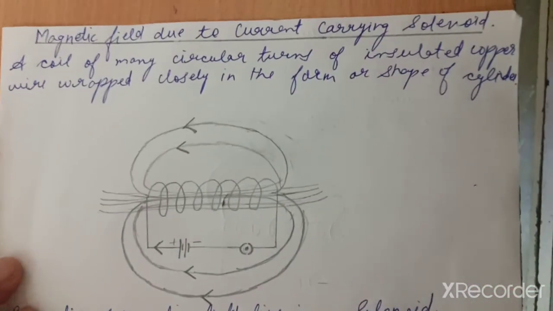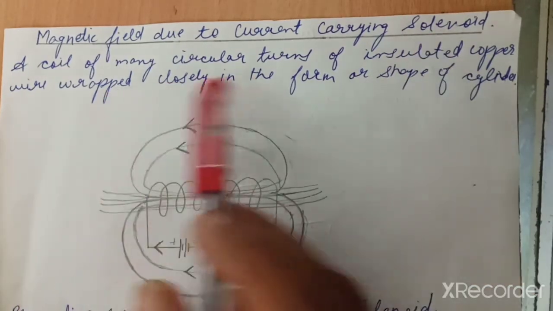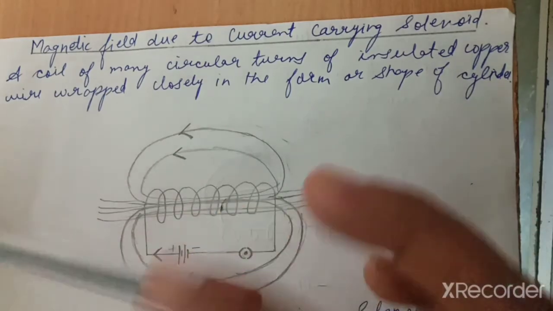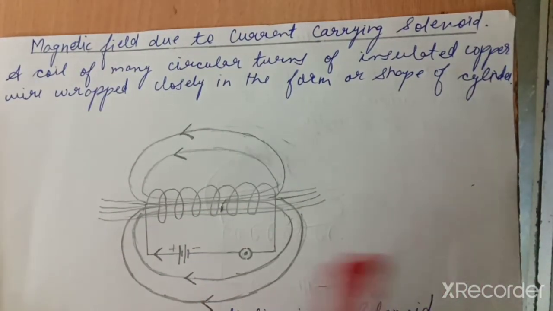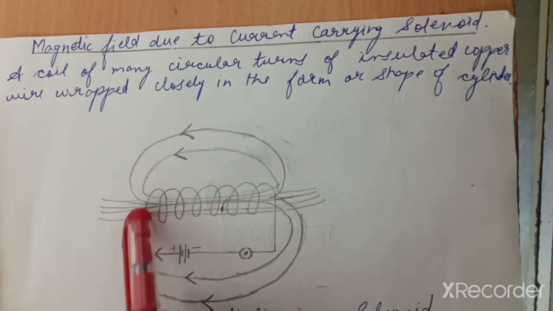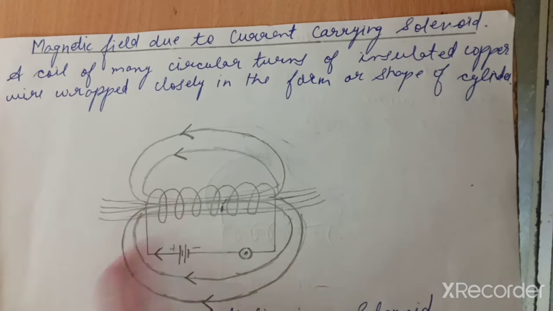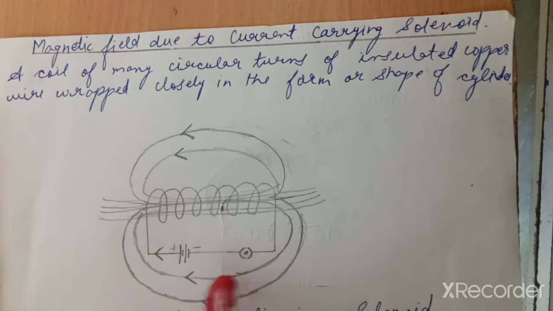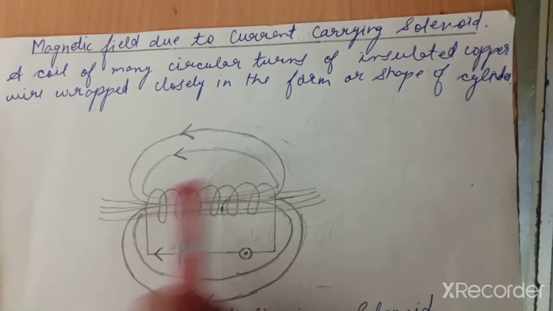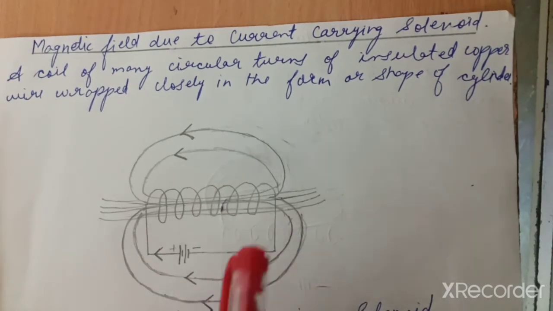So in this topic we have studied the meaning of solenoid. A solenoid is a coil of many circular turns of insulated copper wire wrapped in the form of a cylinder. This is the magnetic field line shown by the solenoid. When the two ends of this copper wire are connected to the positive and the negative terminal, the current will flow, and due to the current flowing there will be generation of a magnetic field, and due to this magnetic field, the solenoid will behave as a magnet.